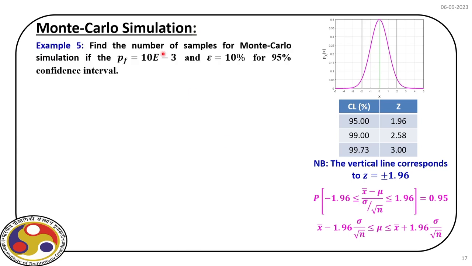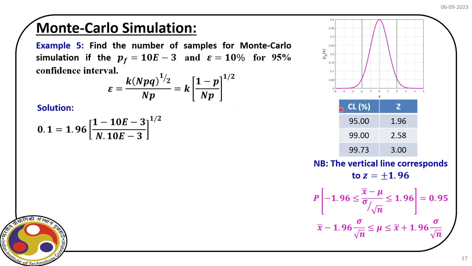So let us take an example. In this case, we have a probability of failure which is 10e-3, and we consider an error of 10%, which is okay for us, with a confidence interval of 95%. So in that case, if you use this expression, we know everything except this capital N. So we have set this epsilon to be 10%. We know K value corresponding to 95% confidence interval, and then PF, which is P in this case, so we know it is 10 into e-3. So then we just put those values and find out what should be the value of N if we try to simulate this probability of failure using Monte Carlo simulation.